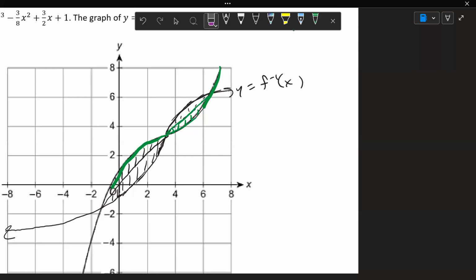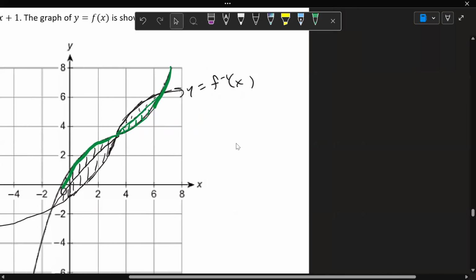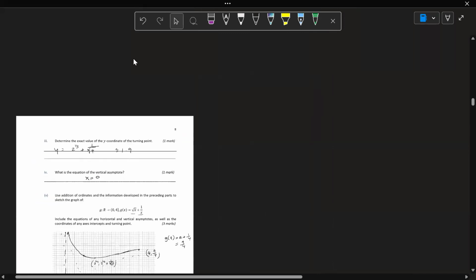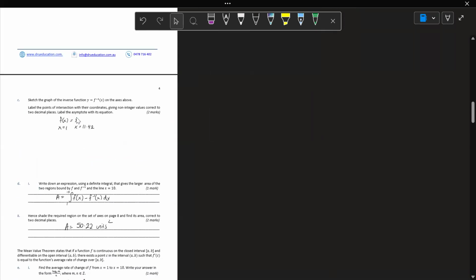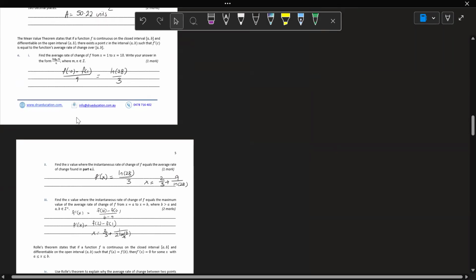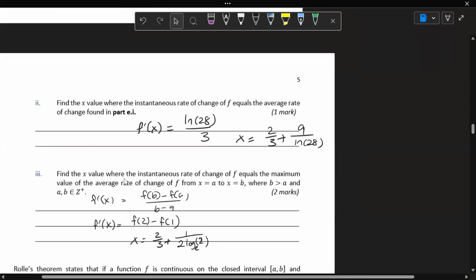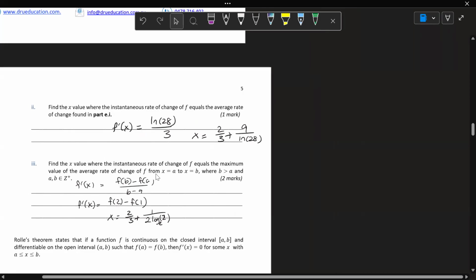Ravinia, did you understand that? I can redo it if you want. Question 1E. Okay. All right. So, oh, this one. Okay.